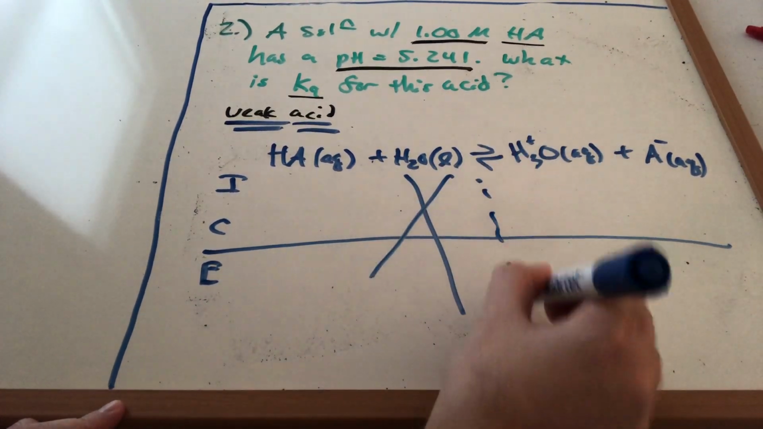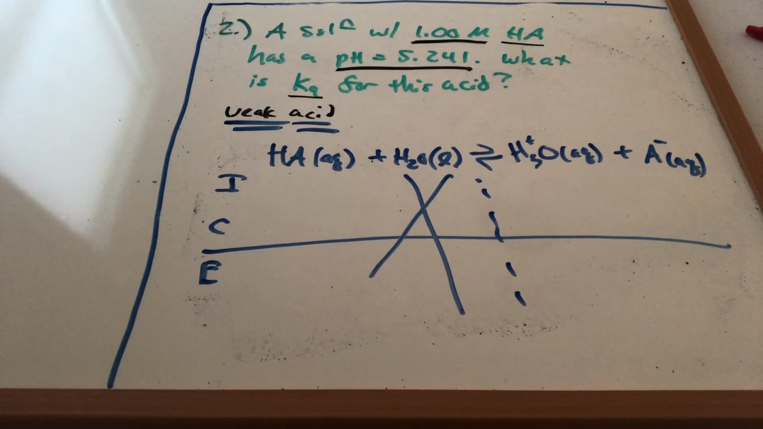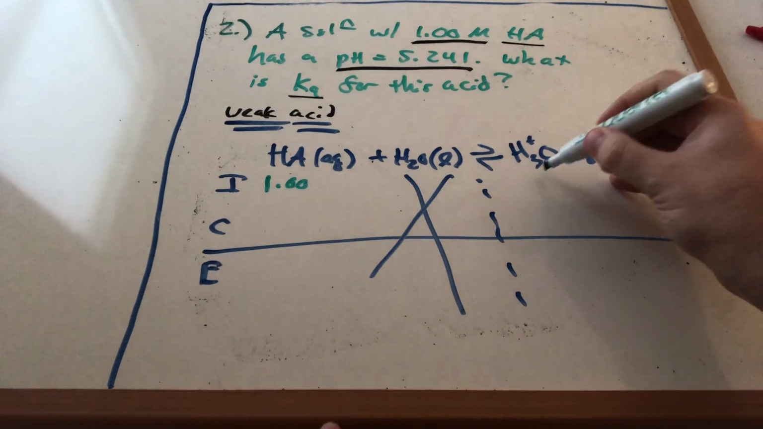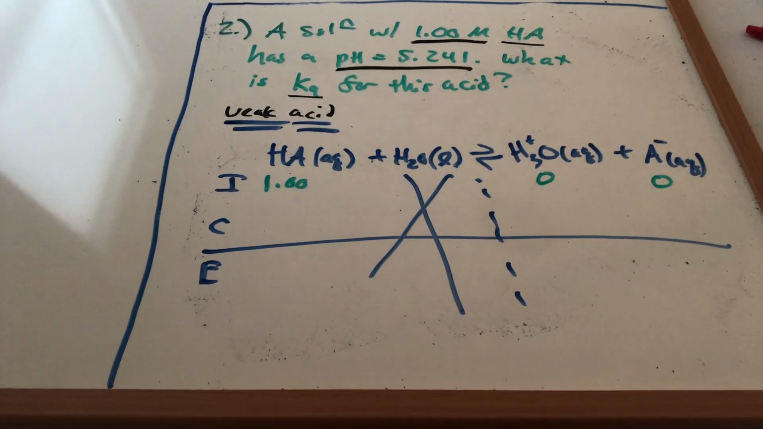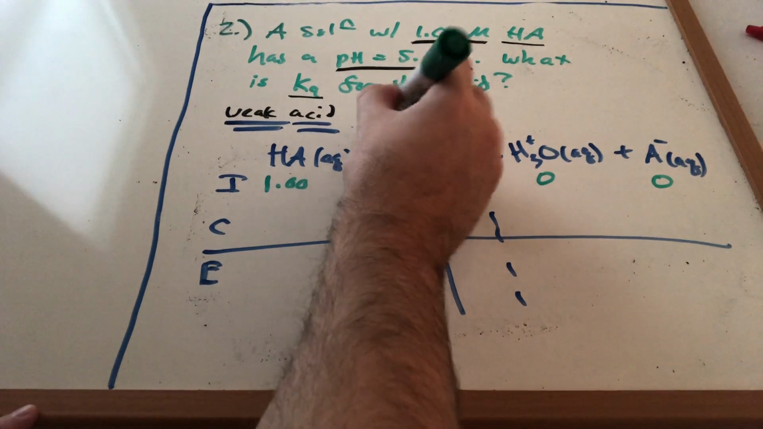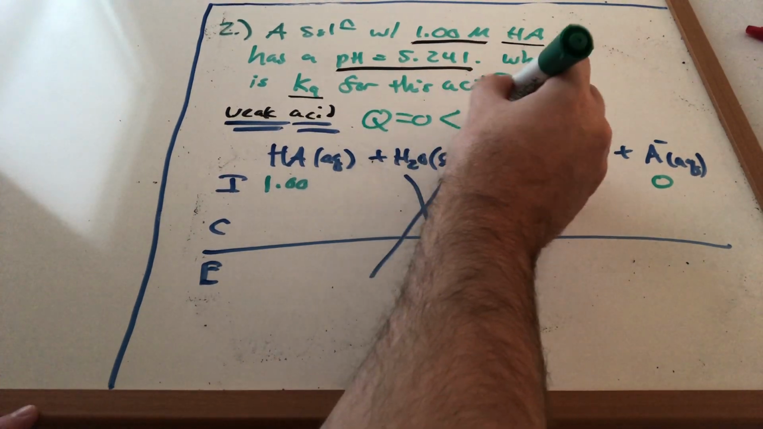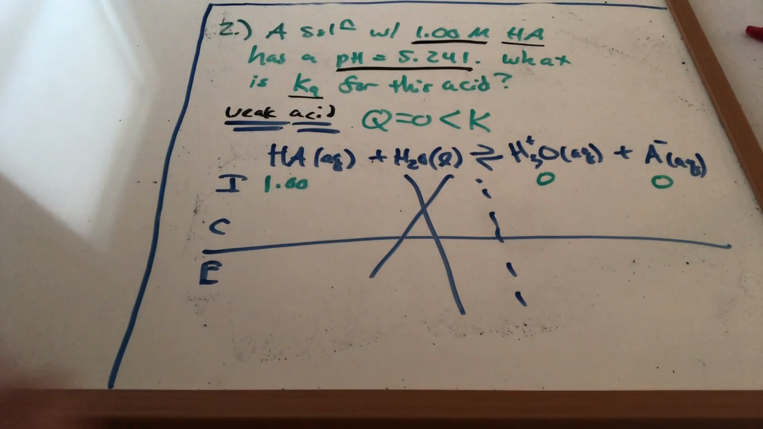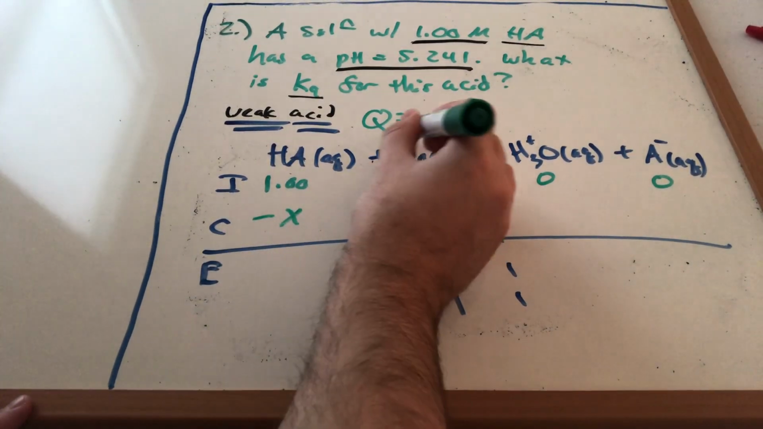Cross out H2O. We're given that this solution is 1.0 molar in HA. Again, we can assume that we have none of these to start with because we're given that there is none of that amount there. We're not given any information about it, so you can assume it's 0. Which way are we going to go? Q is equal to 0, so Q is less than K. Whatever K is, it's not going to be less than 0. So we're going to move in this direction.